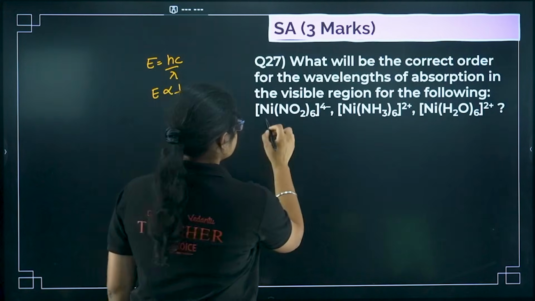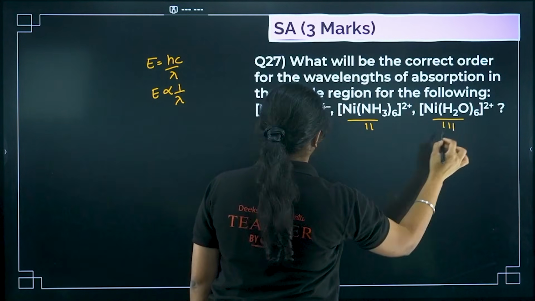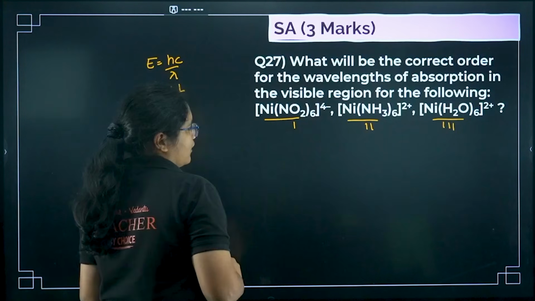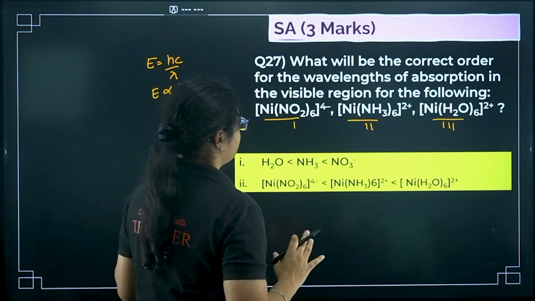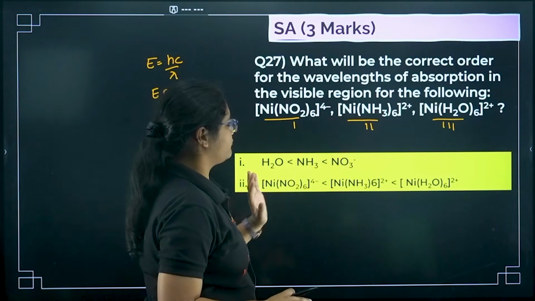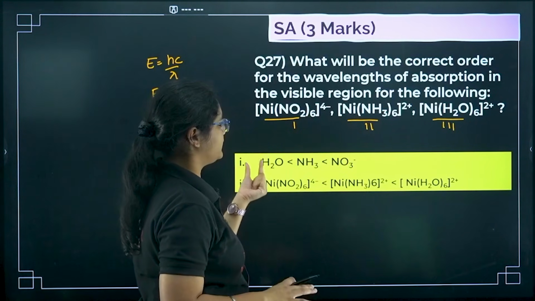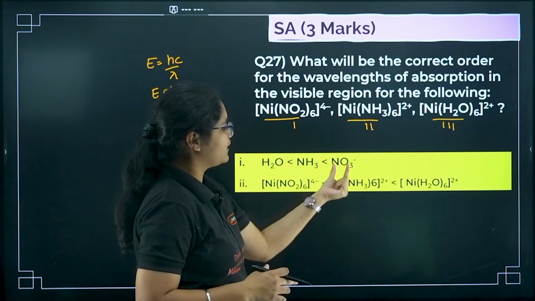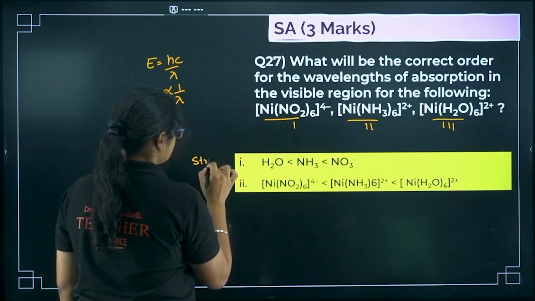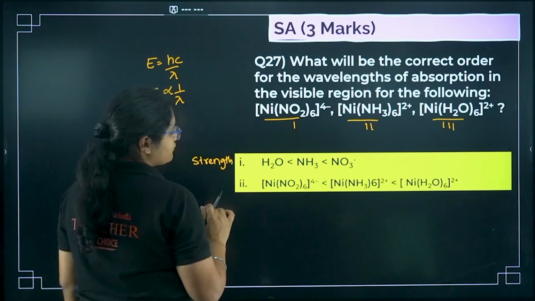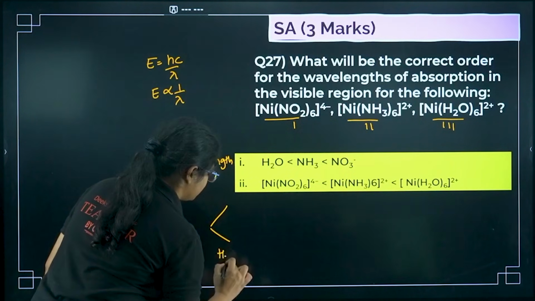Now in these compounds, if you see where the splitting will be least, so if I just number them 1, 2 and 3, water is a weak field ligand, NO2 is a weak field ligand, and NH3 is also a weak field ligand. Now, NH3 is a strong field ligand. So what is the order of the ligands? You have first H2O in ligand strength, then we have NH3, and then we have NO2 minus. This is the strength of the ligands. That means what will be the splitting, how the d orbitals will split. So in case of H2O, the splitting will be like this.